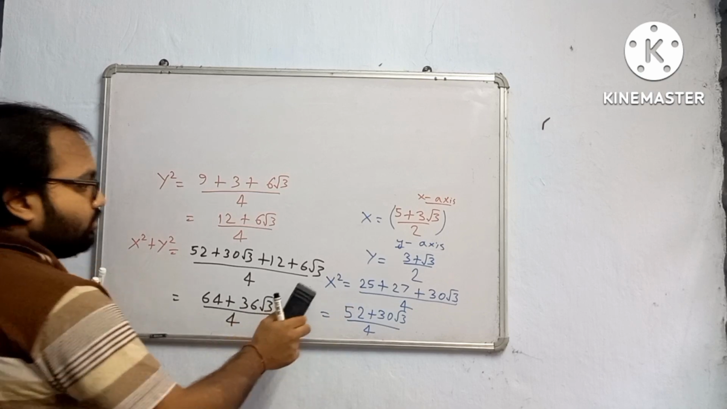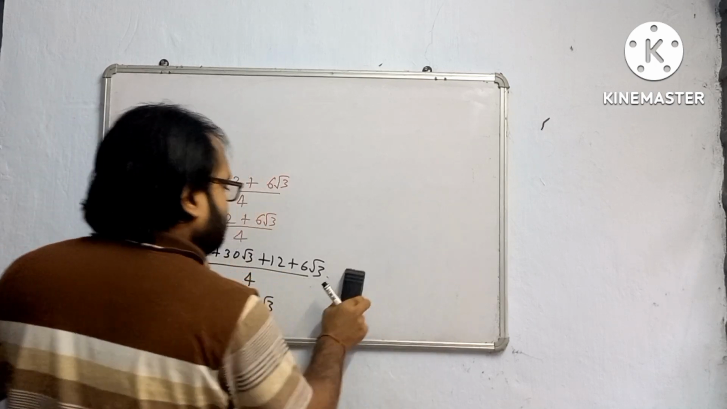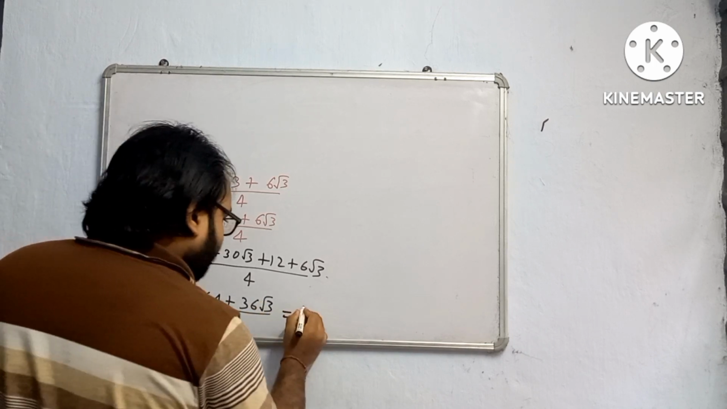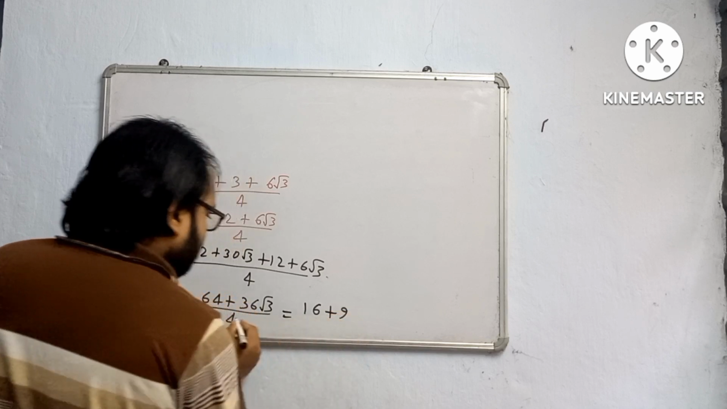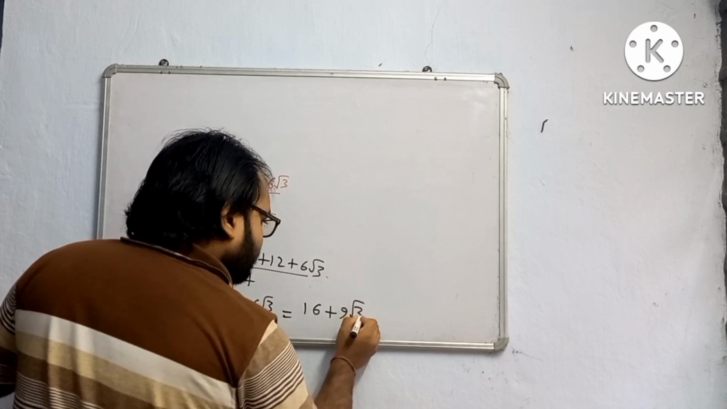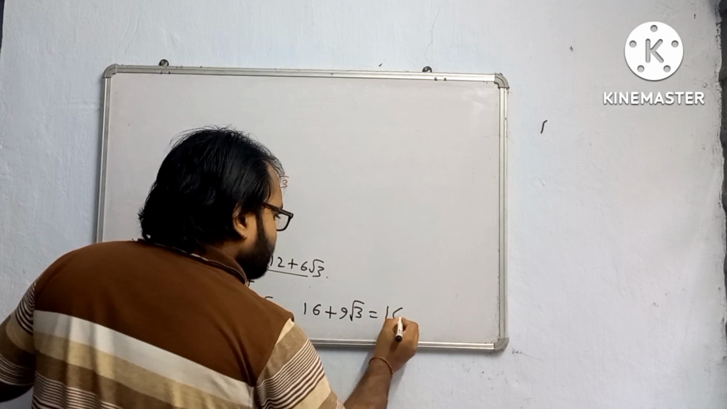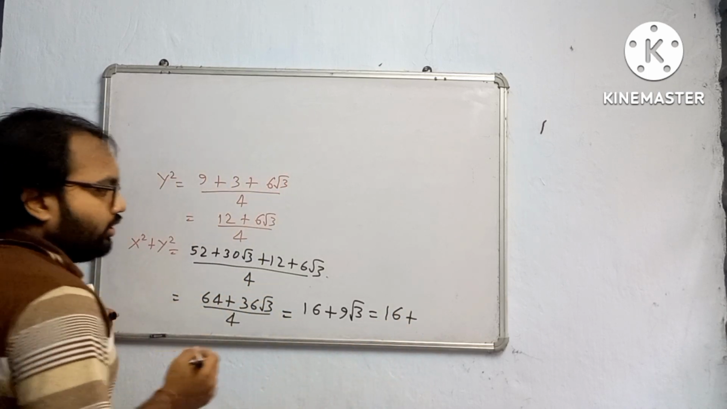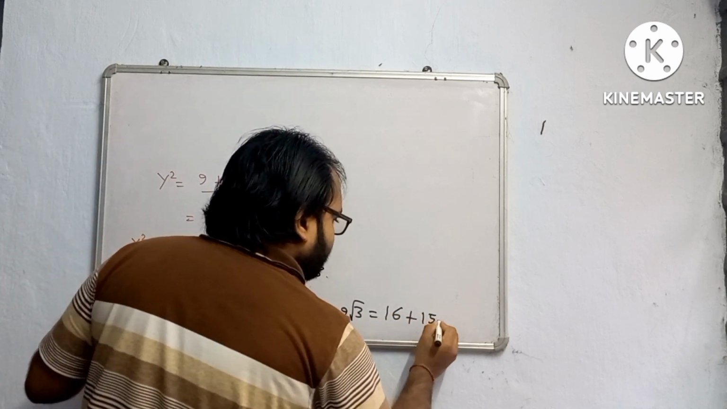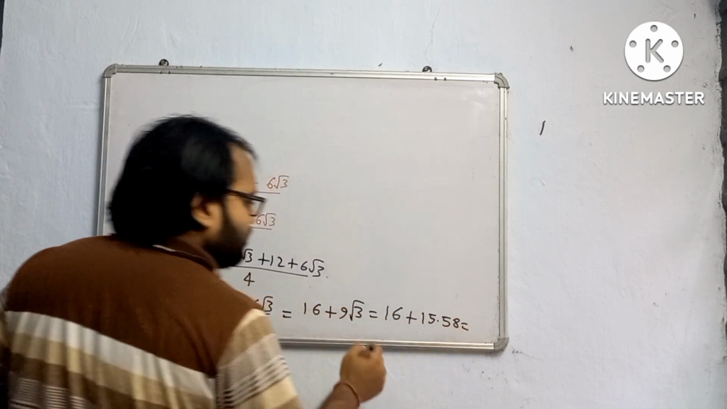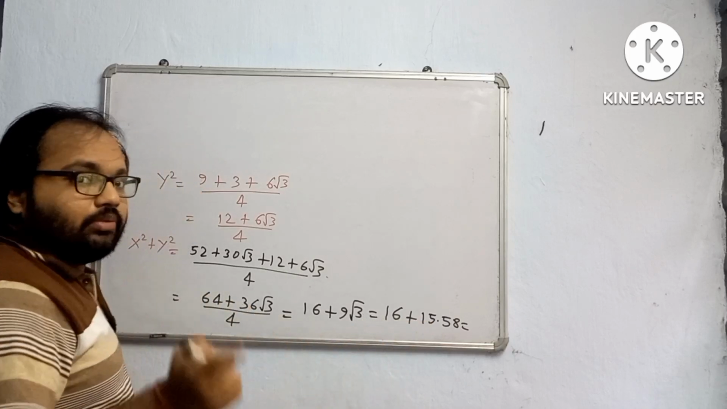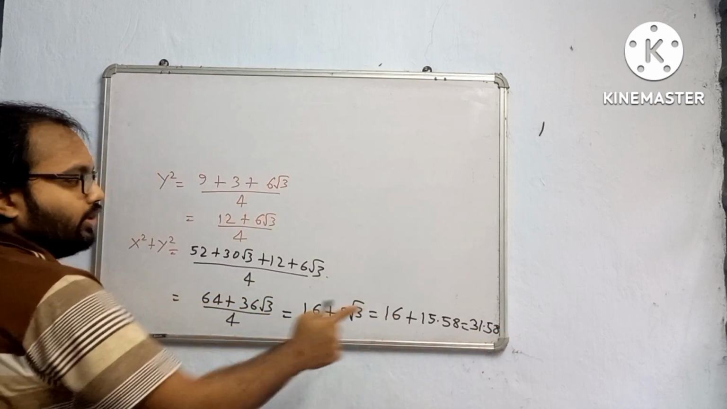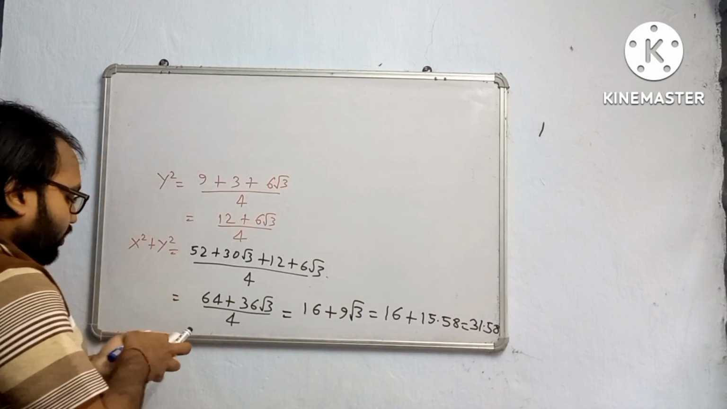Now I am erasing this, this is not required. Which will be equal to, divided by 4, 16 plus 9, 4 9s are 36, 9 root 3, that is equal to 16 plus 9 root 3. You will get 15.58, something like this approximately. 16 plus 15.58, 31.58. Now this is x square plus y square.